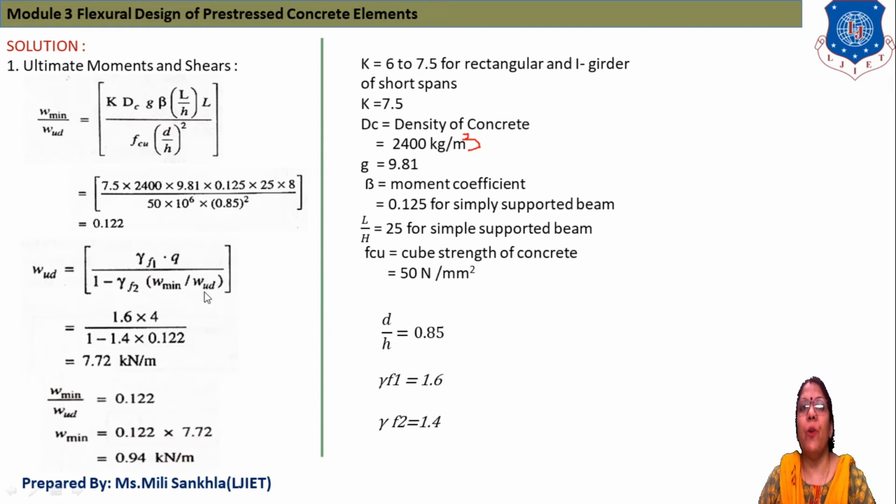Now WUD is equal to gamma F1 into Q divided by 1 minus gamma F2 into the ratio of W minimum divided by W ultimate design load. Now gamma F1 is equal to 1.6 and Q is equal to 4 divided by 1 minus 1.4 into 0.122, 7.72 kilonewton per meter, and ratio of minimum load and ultimate design load is 0.122. Then minimum load is equal to 0.122 into 7.72, that is equal to 0.94 kilonewton per meter.